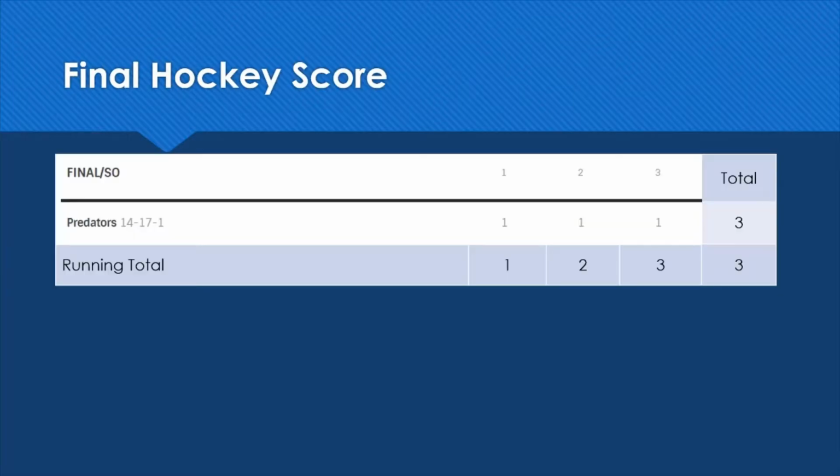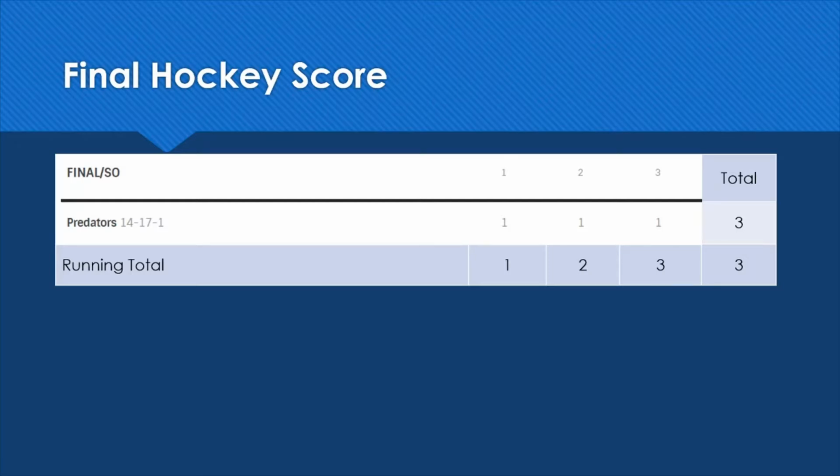To give you a little bit of a real world example, this is a hockey score I pulled from, I want to say, Sunday. The Nashville Predators scored 1 goal per period, which made a running total of 1, 2, and then 3 for a total of 3 goals in the game. I don't believe they won this game.